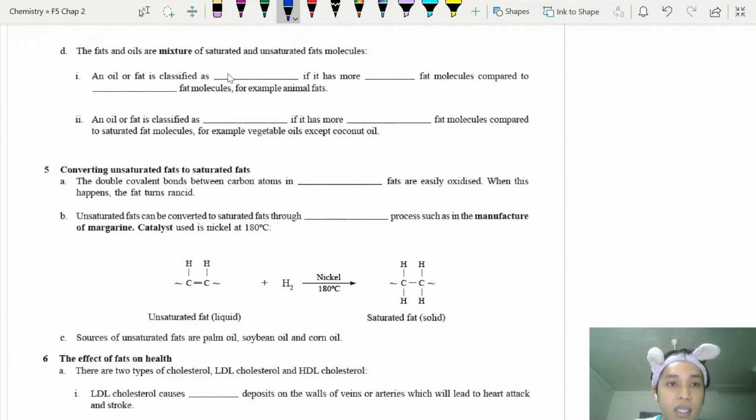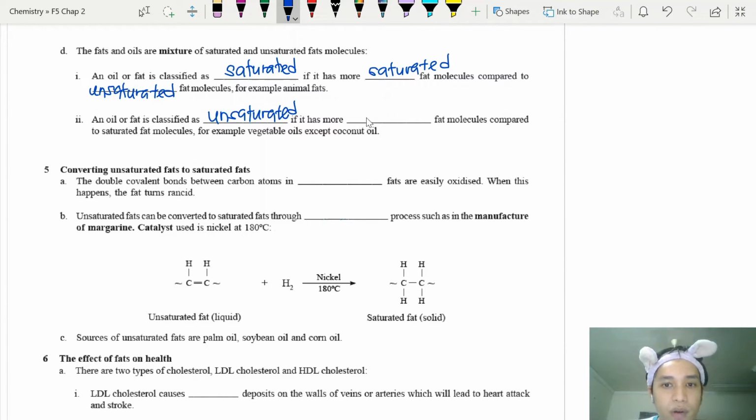So if I say this is a saturated fat, meaning they have more saturated fat molecules compared to unsaturated. For example, your animal fats. Basically animal fat is saturated. Vegetable oil is unsaturated. If you have more unsaturated, you are considered an unsaturated fat.